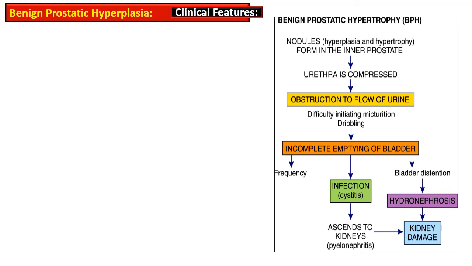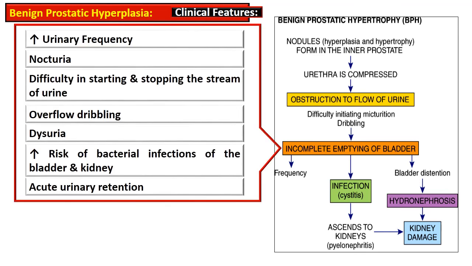This infection ascends to the kidney, resulting in pyelonephritis, that is the infection of the kidney and the renal pelvic calyceal system, and it will result in kidney damage. The distension of the bladder will also result in hydronephrosis, and it also contributes to kidney damage.